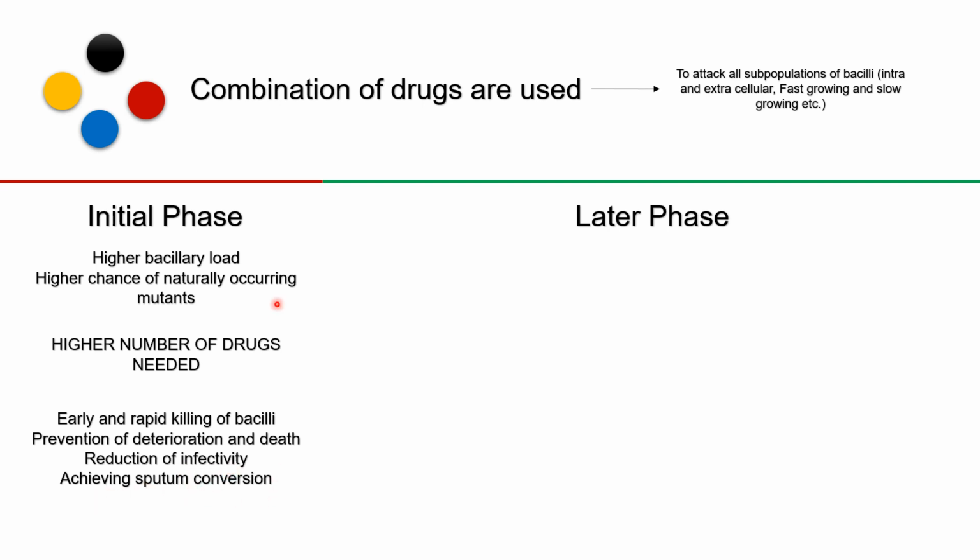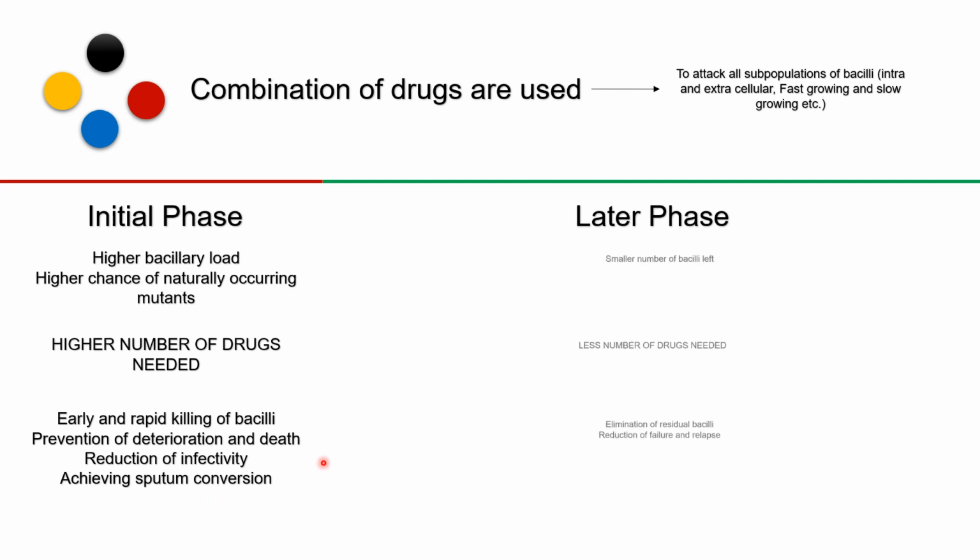conversion. So in the initiation phase, as the bacillary load is high and the chance of natural mutants occurring is high, a higher number of drugs are needed so that we can kill the bacilli earlier and rapidly, we can prevent deterioration and death, we can reduce the infectivity and we can achieve a sputum conversion successfully.